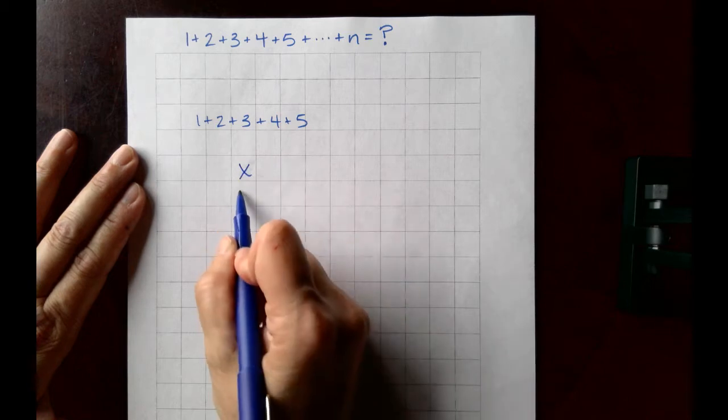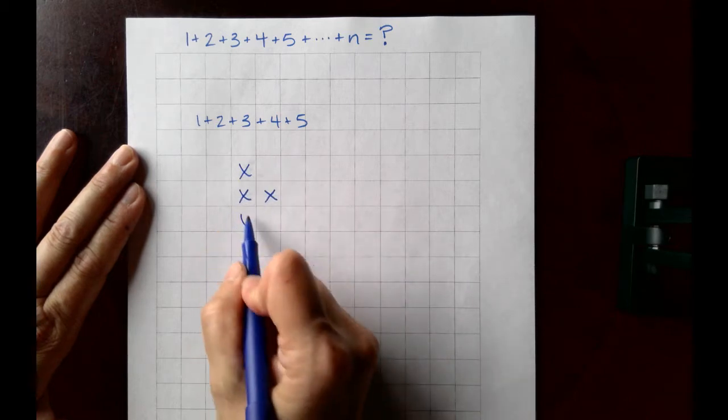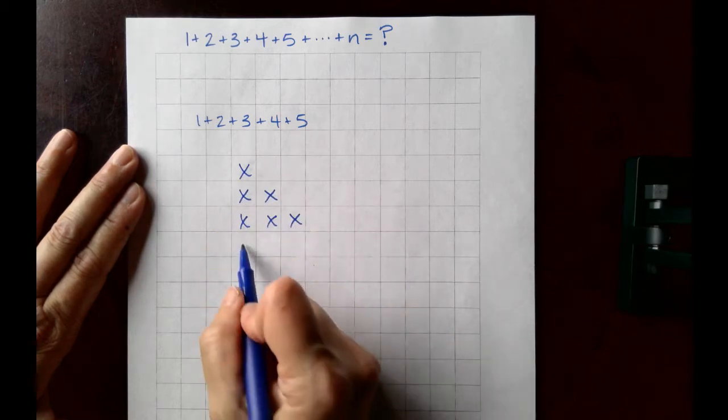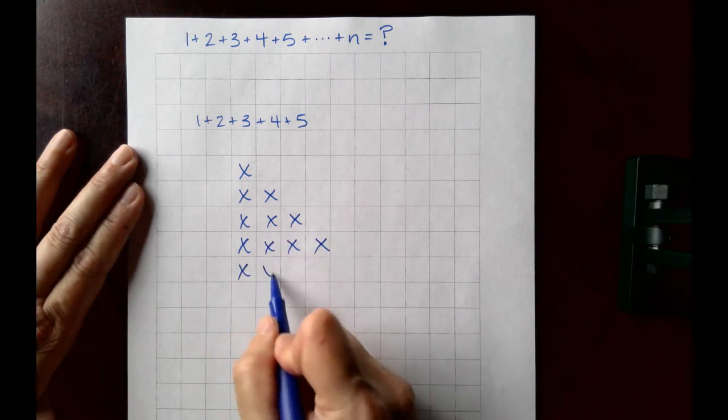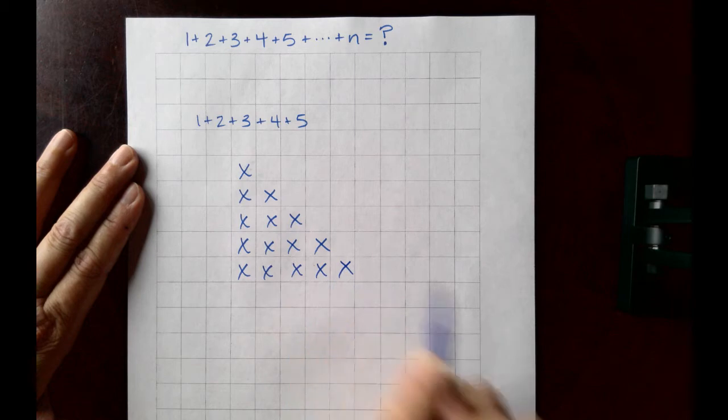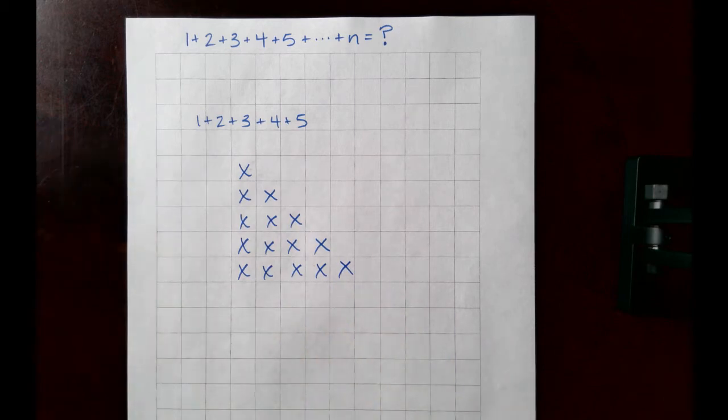So here's 1, here's 2, 3 squares, 4 squares, and then 5 squares. And if you wanted to know the total, you could just count up all of your squares, and it doesn't seem like that is helping us make progress in any way.